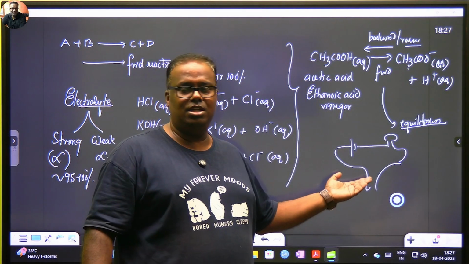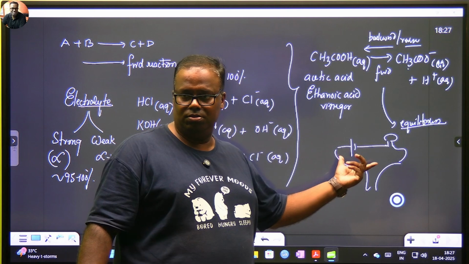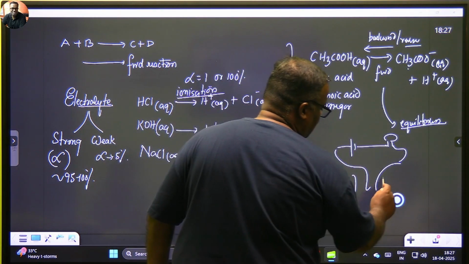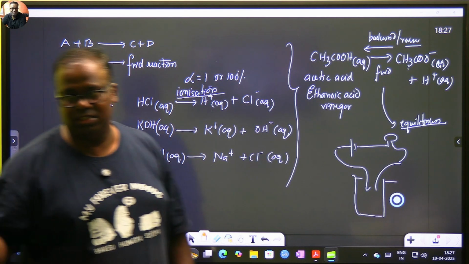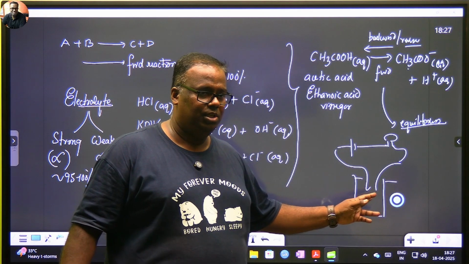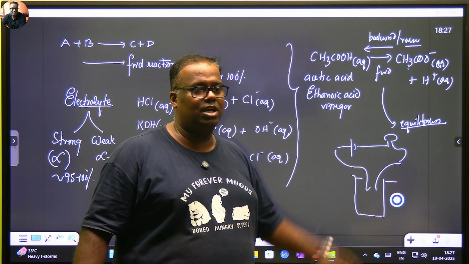Look, enjoy this. If I connect these two, the bulb should glow, right? And I have put it in, say, distilled water. Distilled water does not conduct electricity, so the bulb is not glowing right now. What do you do? You pour acetic acid out here.